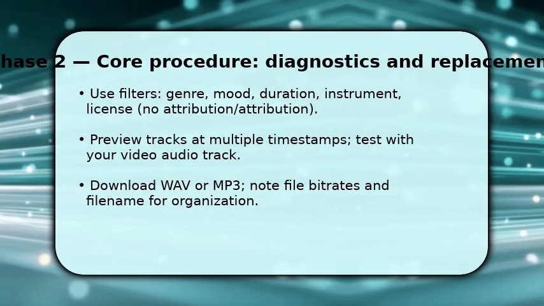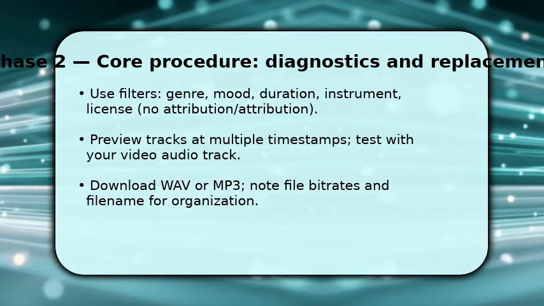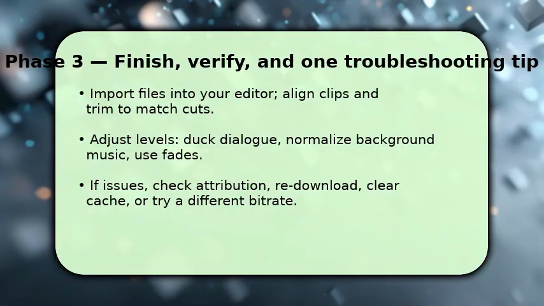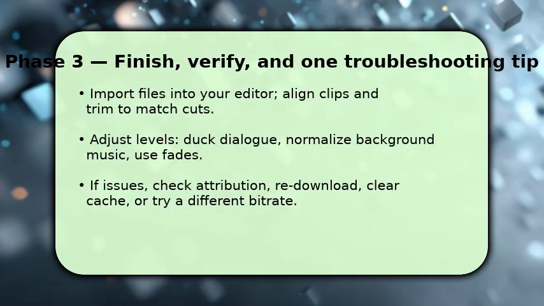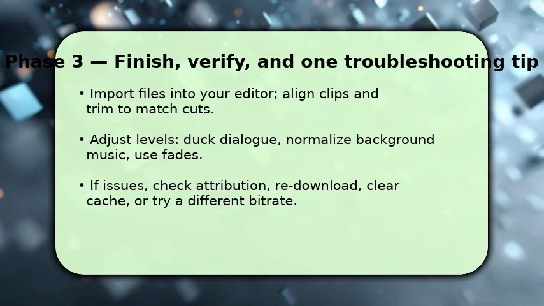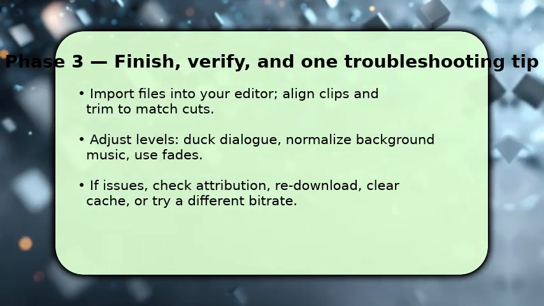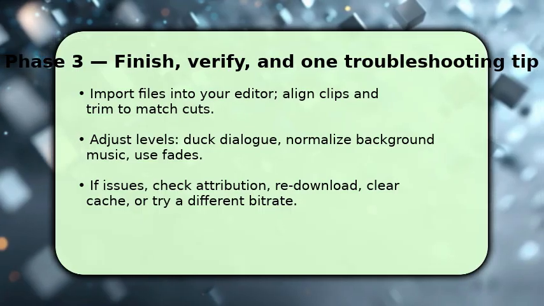Import the downloaded audio into your video editor and place it on an audio track beneath dialogue. Trim and align to picture frames. Use fades for smooth transitions. Make sure to duck music under speech and normalize levels so dialogue stays clear. This avoids competition between tracks.